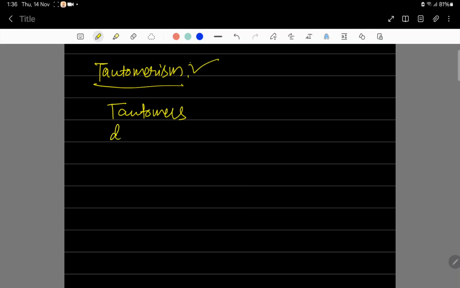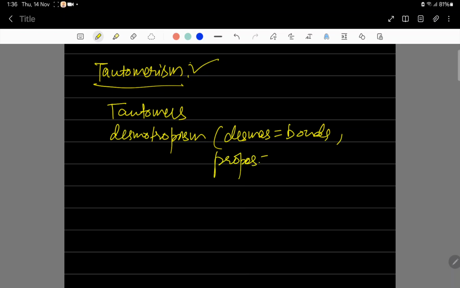Tautomerism is also called desmotropism. Desmos means bonds, tropos means turn.